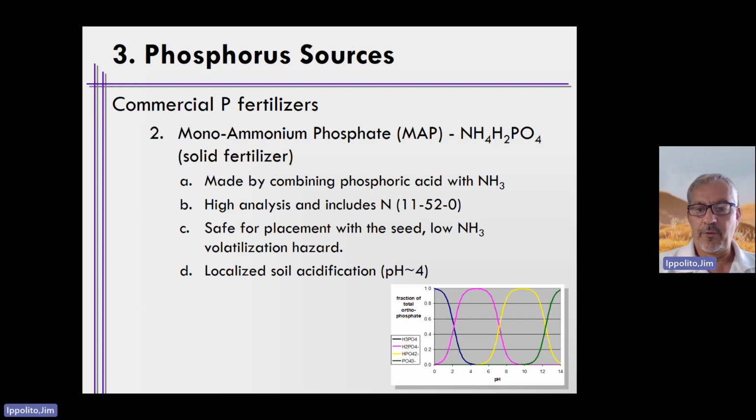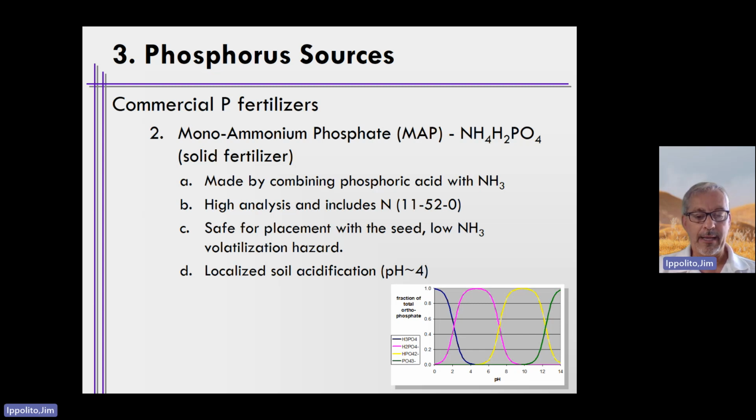An attractive phosphorus fertilizer includes, among other types of fertilizers, monoammonium phosphate. Monoammonium phosphate contains ammonium and an orthophosphate ion, as you can see in the top right-hand corner. This is a solid fertilizer. And it's interesting to note how this is made. It's made by reacting phosphoric acid with ammonia gas.